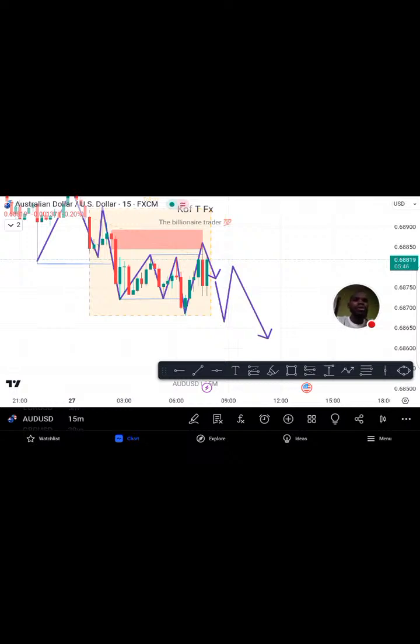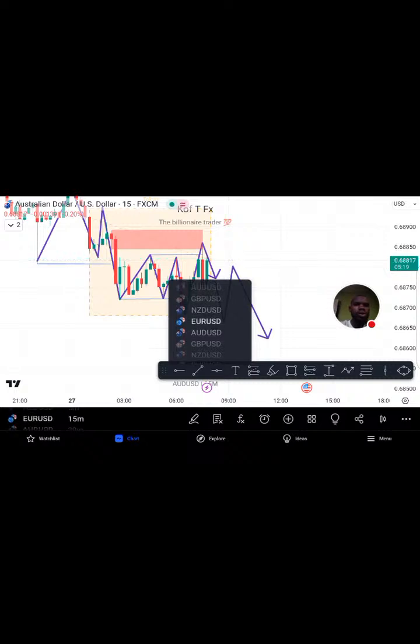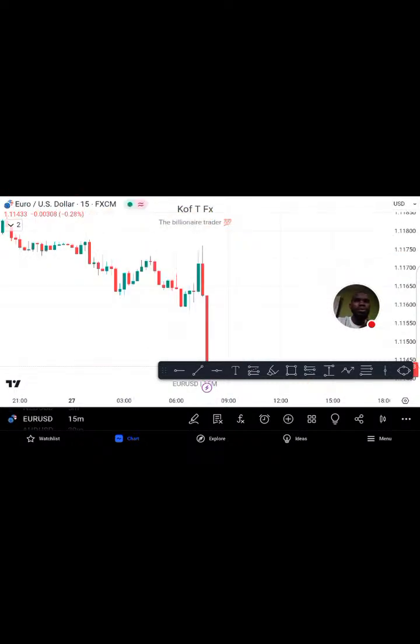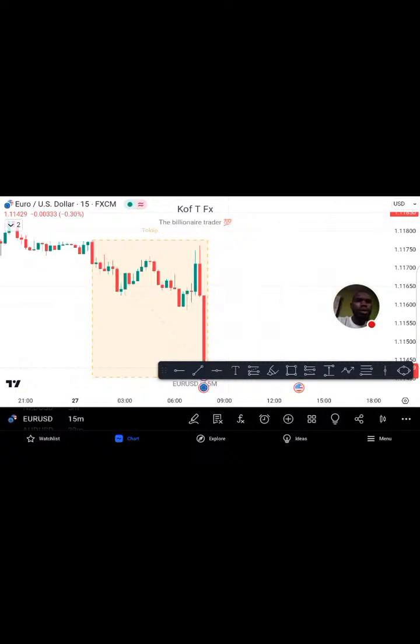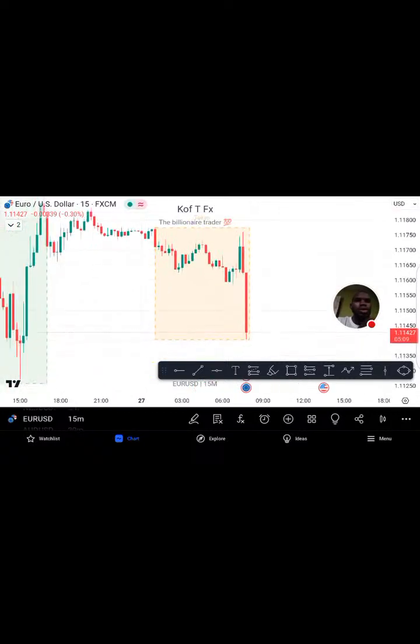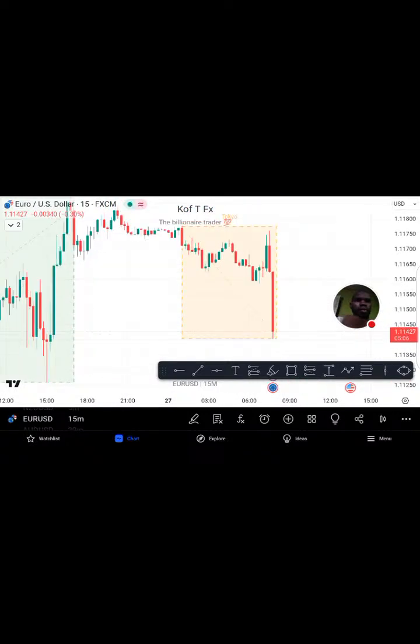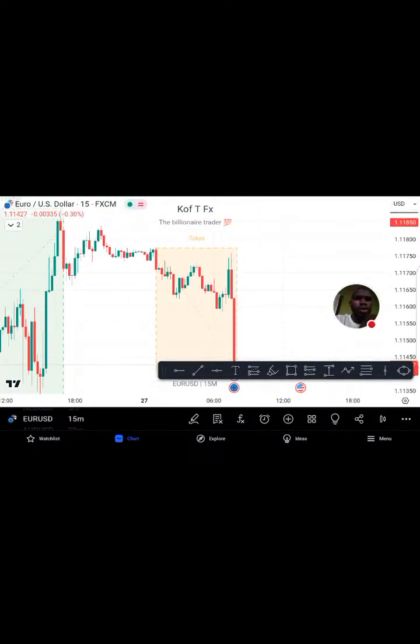Here on AUDUSD, we can see that the price is still going up, like it is still going up and taking out highs, which may change the structure we are looking at presently. So for now, we are still looking at what is going to happen on AUD. But for GBP, what we are expecting is price breaking the structure, then we have a sell. So let's go to EURUSD to see what we have there as well.